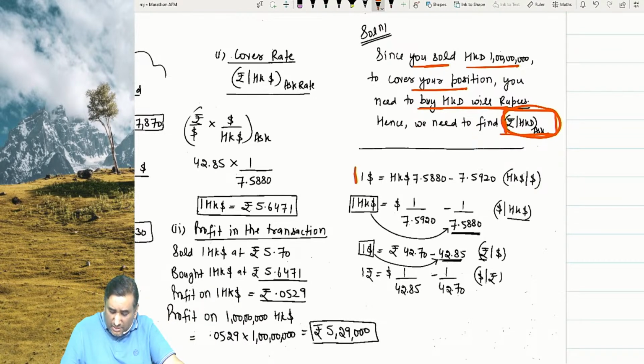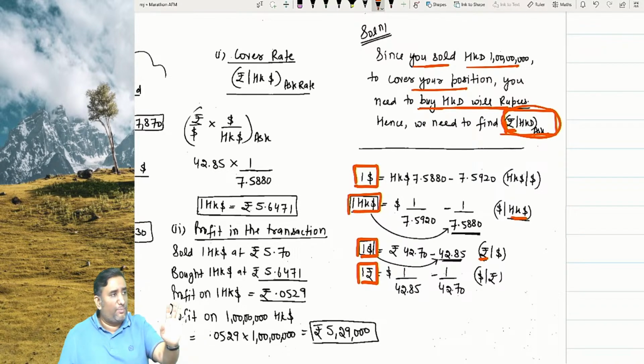We were given what quotation? Dollar HKD. I'll create what quotation? HKD dollar. You were given dollar rupee. I'll create what? Rupee this. And I know on the top I need what? Rupee. On the bottom I need what? HKD.